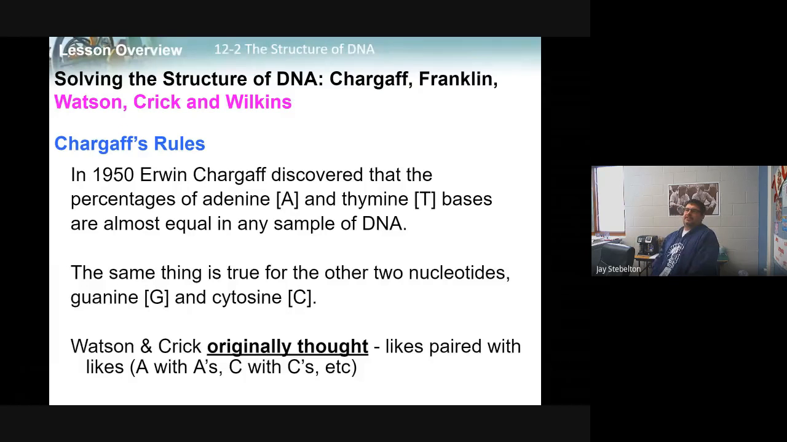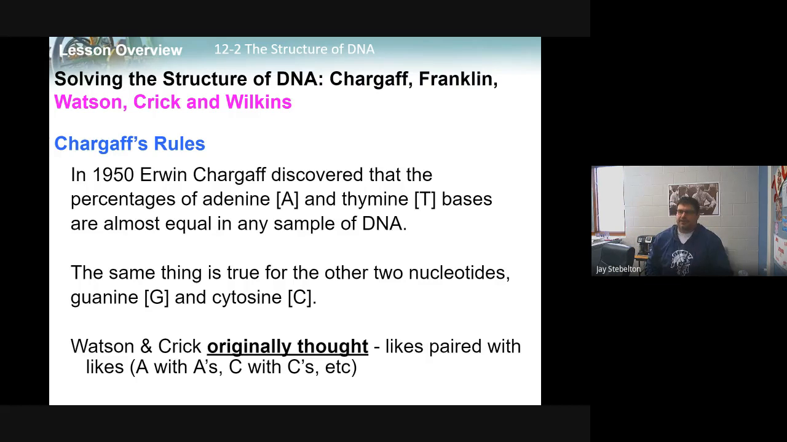Okay, so here's some of the scientists that led to the discovery of DNA. We refer to them as Chargaff, Franklin, Watson, Crick, and Wilkins. And you'll learn more about these people as we go through this unit right here.